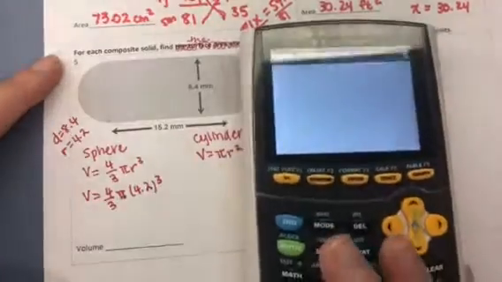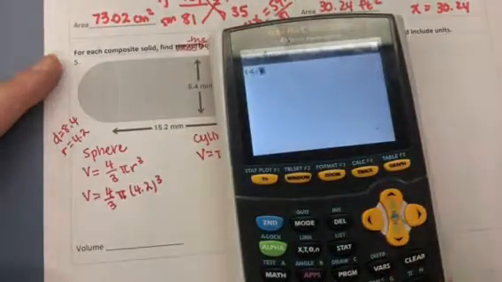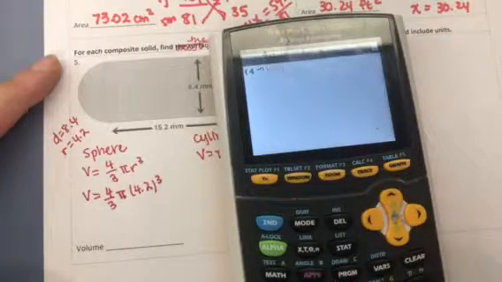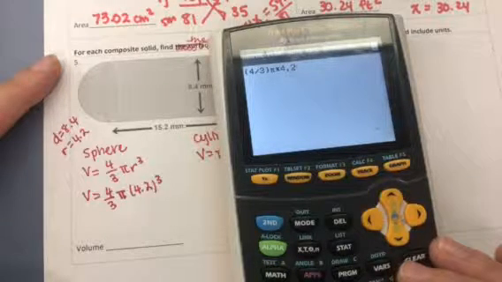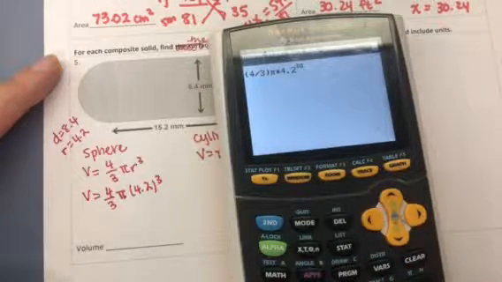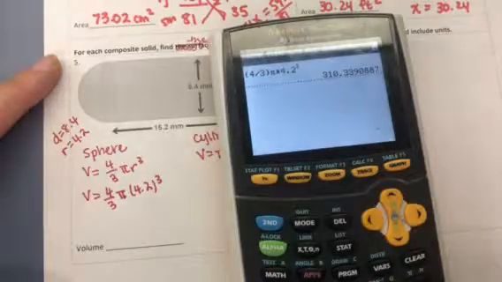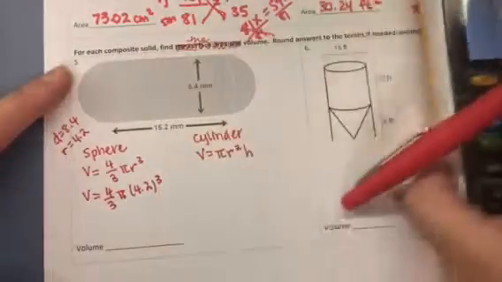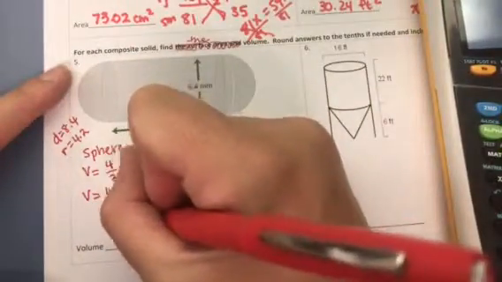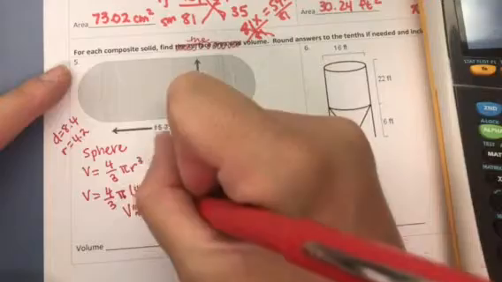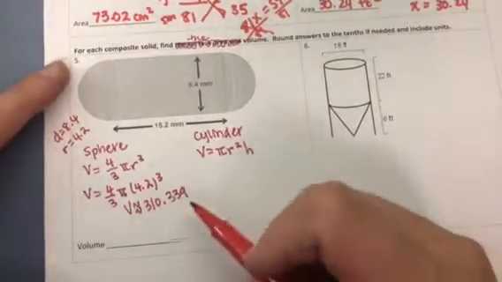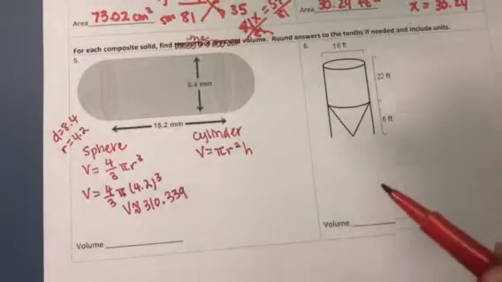So I'm going to do 4 divided by 3, so that's 4/3, times pi, and then times 4.2 cubed. So I get 310.339. And I know I told us to round to the tenths, but I'm going to at least keep it out to the thousandths until the final answer.